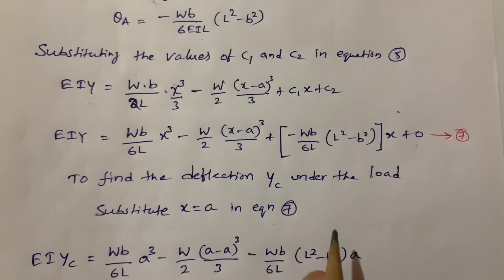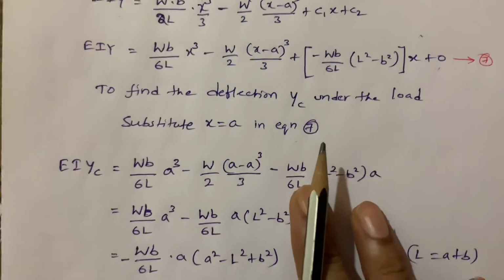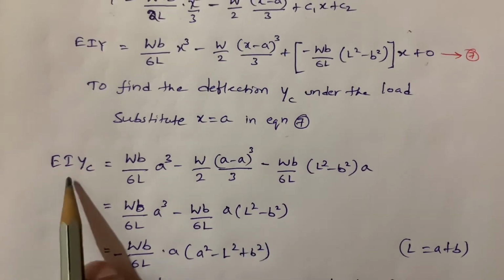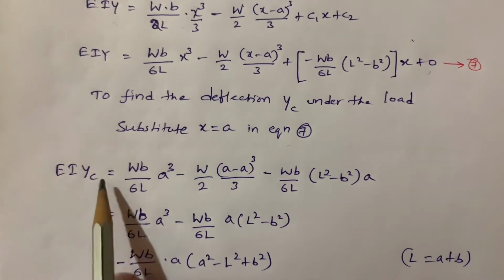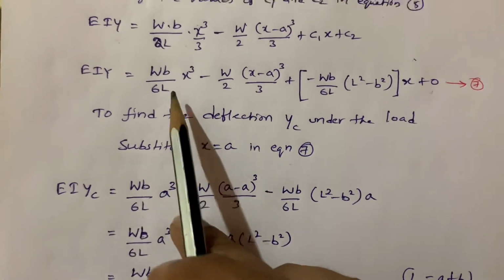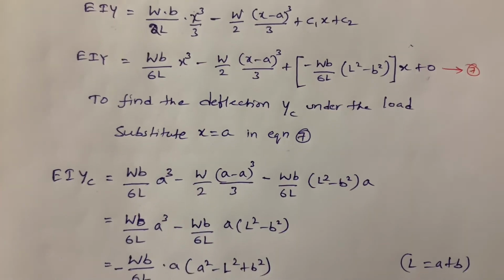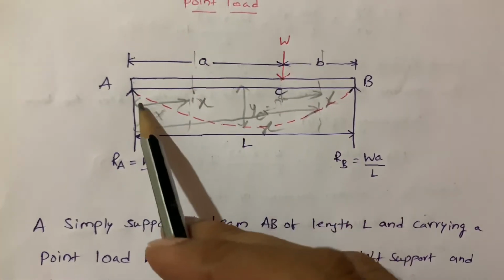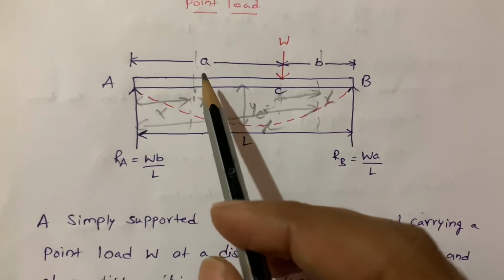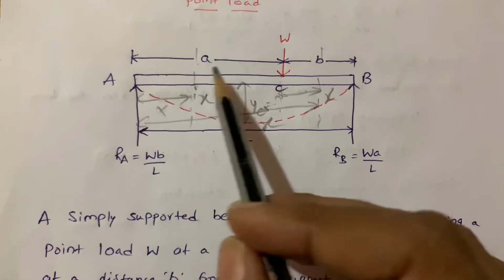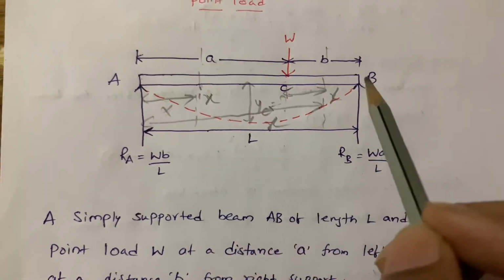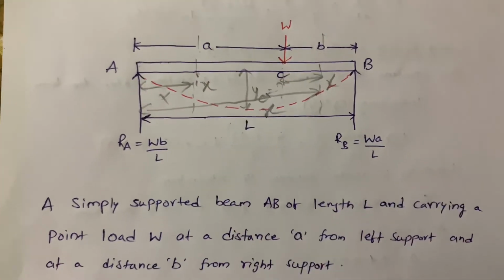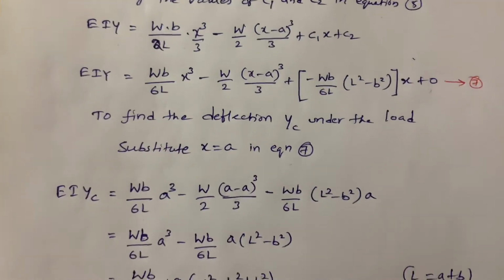Okay, so x equal to A. So x equal to A means EI into YC is the deflection, WB by 6L into A. Why we are substituting the A? Because here the x distance is A. Okay, here this is the A distance. So to find the deflection, we have to substitute the value x equal to A.